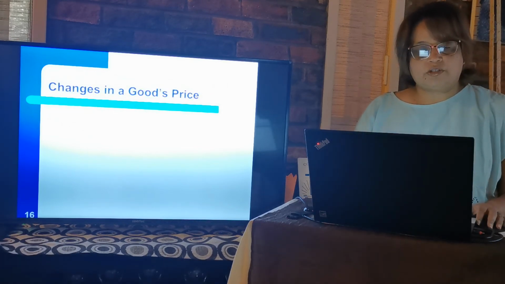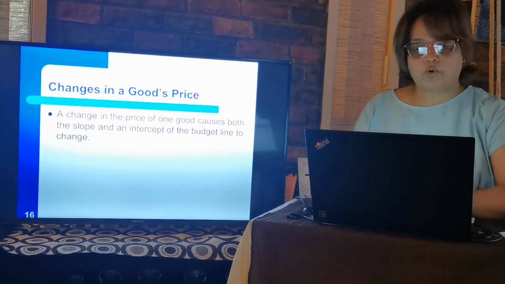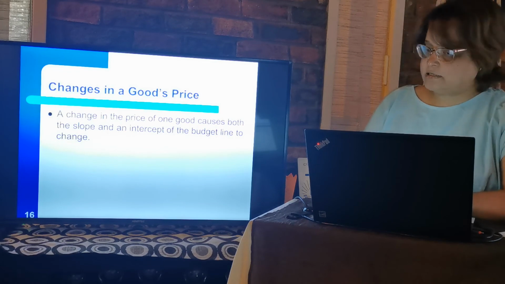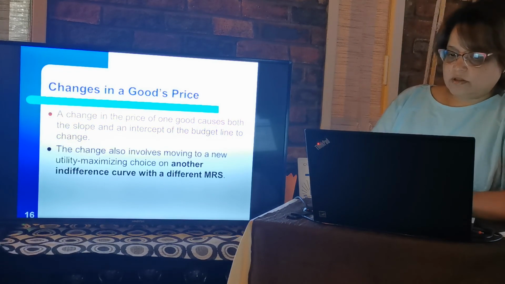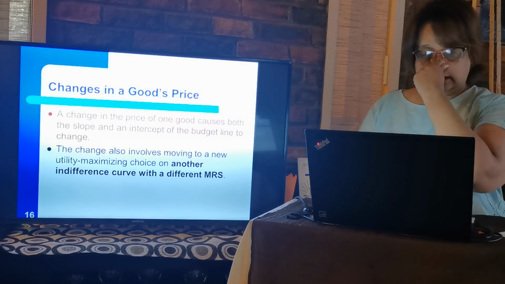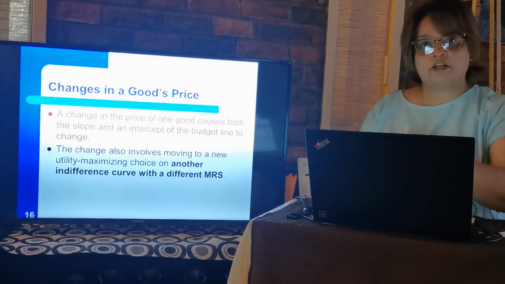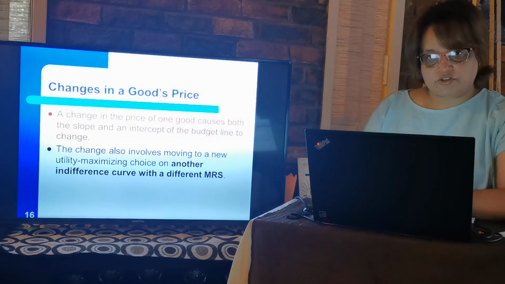So, changes in a good's price. A change in the price of one good causes both the slope and the intercept of the budget line to change. The change also involves moving to a new utility-maximizing choice on another indifference curve with a difference in marginal revenue. So as your income changed, your demand for that product changed.